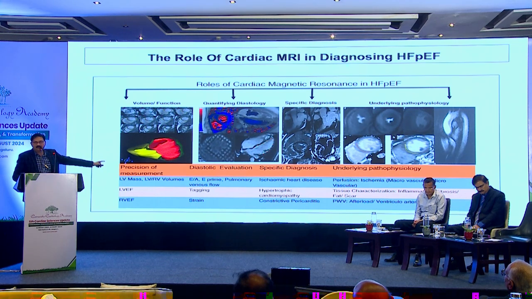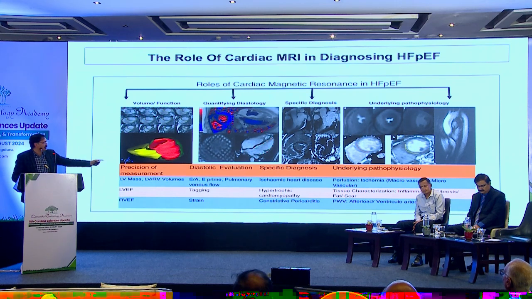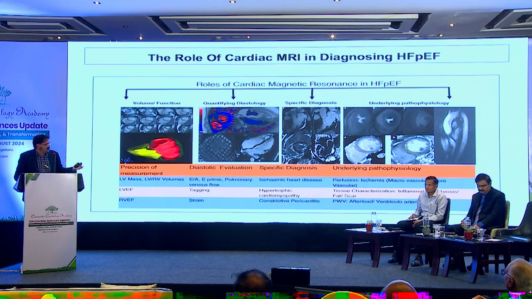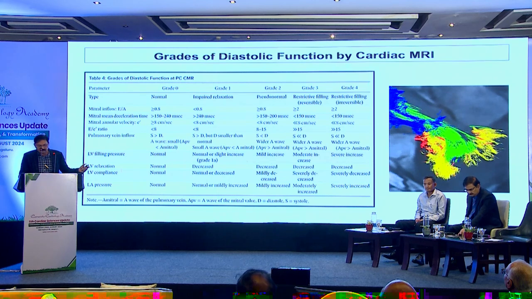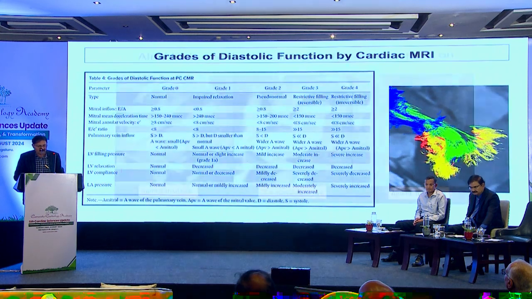Diastolic evaluation, we've dwelt on it already. Ischemic heart disease, there or not there, hypertrophic cardiomyopathy, constrictive pericarditis, and so on, coming to a specific diagnosis, and of course, some idea about the underlying pathology, tissue characterization: is it sarcoid, is it amyloid, what else can you find out? For all of these, the one-stop shop is cardiac MRI. This is the grading, how the diastolic function by cardiac MRI is done. This is a snapshot. I'm not getting into the details.